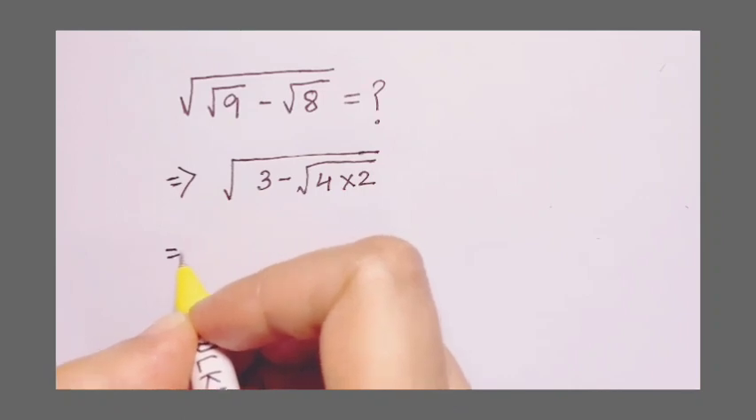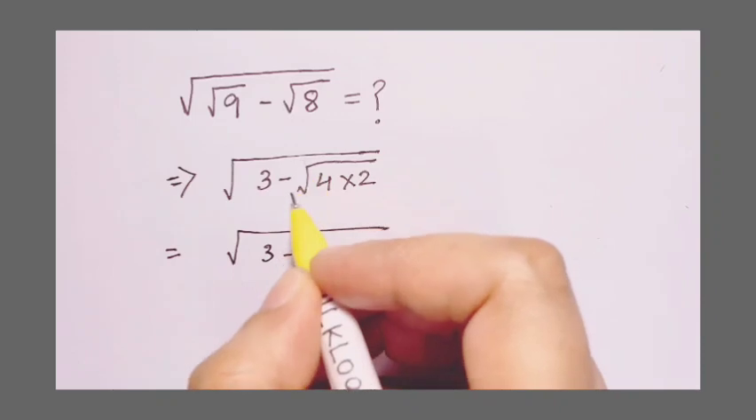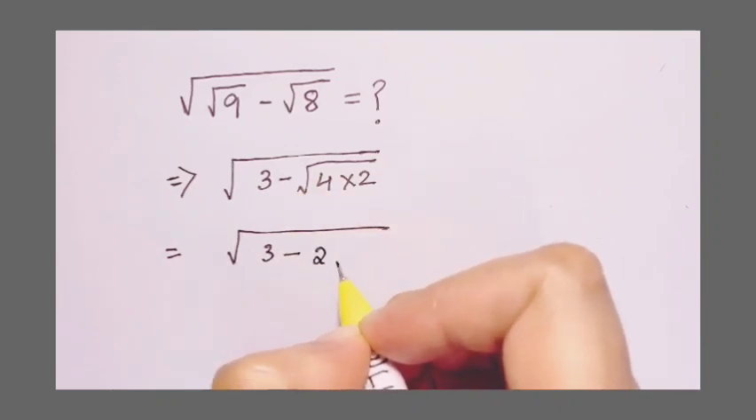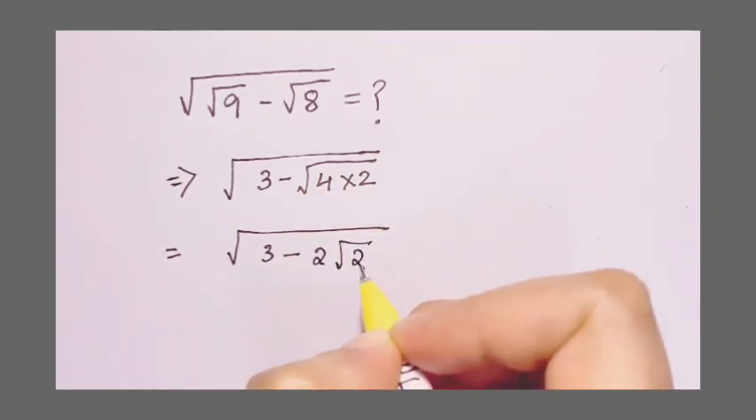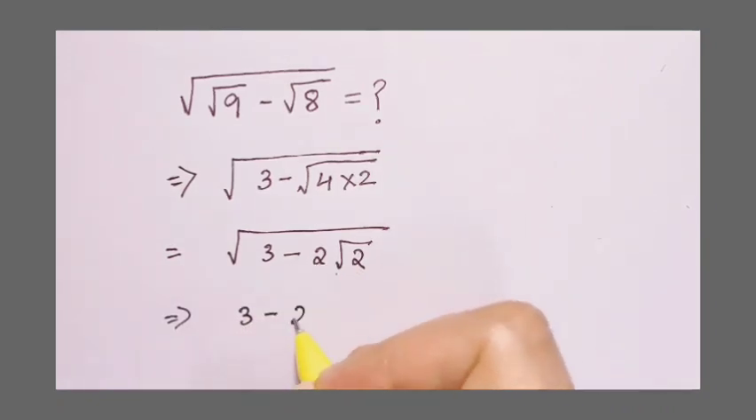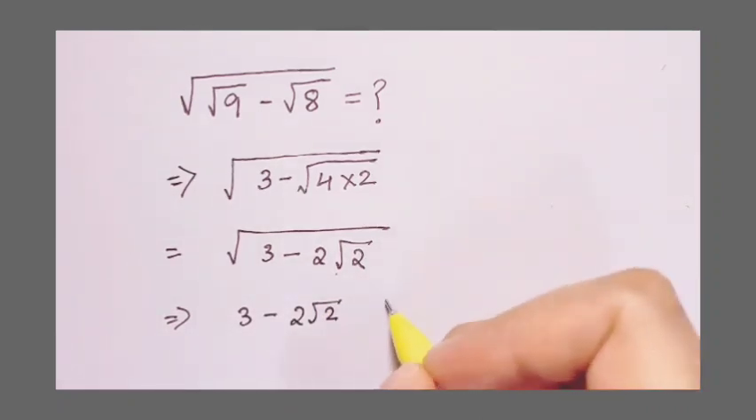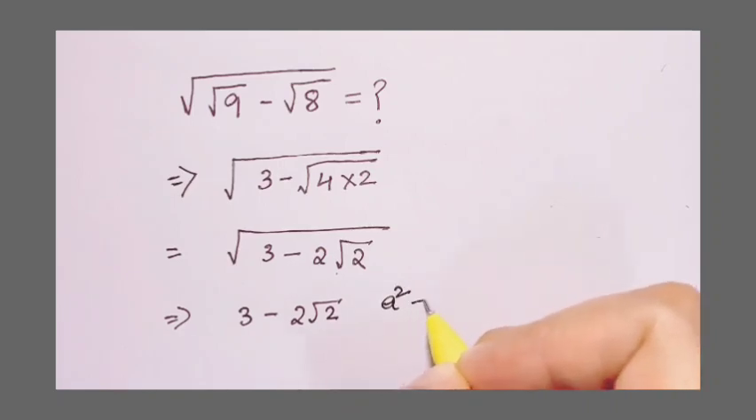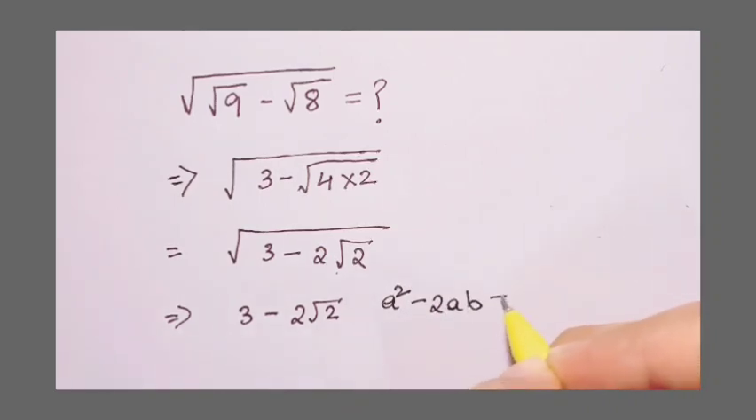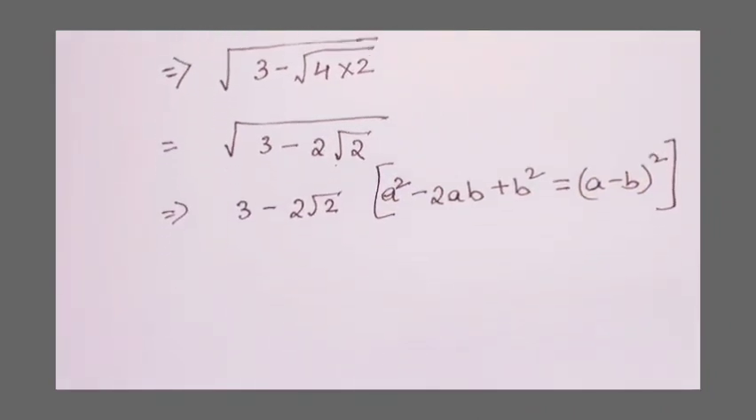Now what we are going to do is, this is square root of 3 minus square root of 4, which is 2. So that comes out to root 2. So we have this 3 minus 2 root 2. Now what is under the bracket? We're going to write that 3 minus 2 root 2, and we're going to simply write it in the form of a square minus 2ab plus b square, and that is equal to a minus b the whole squared. So we are just going to write it in this form.